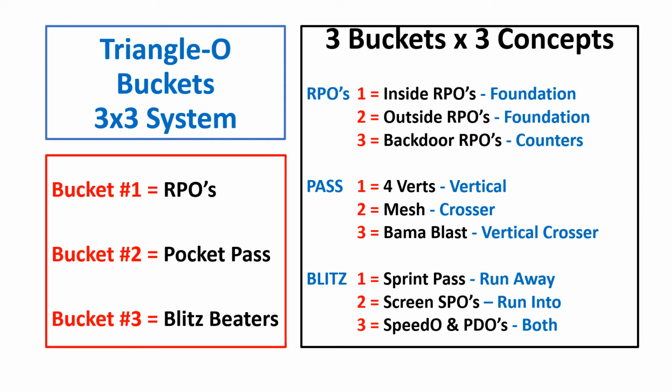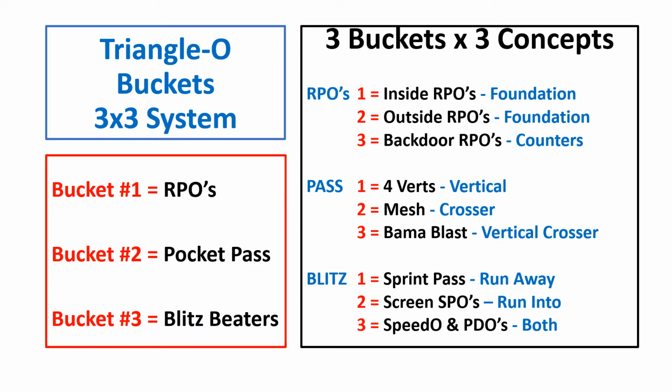So here's a visual for you of Triangle Buckets 3x3 system. Bucket number one is going to be our RPOs, and you can see here in the upper right, inside and outside RPOs are going to be our foundation for everything we do. Bucket number two then is your pocket pass. You can see here we've got just three again.